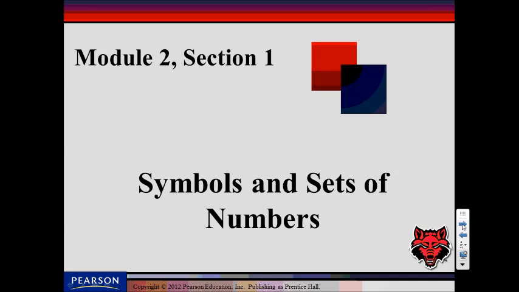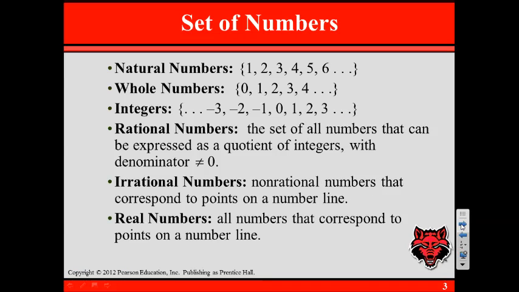In the first section of Module 2, we will look at symbols and sets of numbers. So let's start by looking at a few examples of sets of numbers you may see as you go through this course. The only definition I'm going to speak about on this page is that of real numbers. Real numbers are all numbers that correspond to points on a number line. Hopefully you are familiar with number lines. We'll talk about that in a few slides.